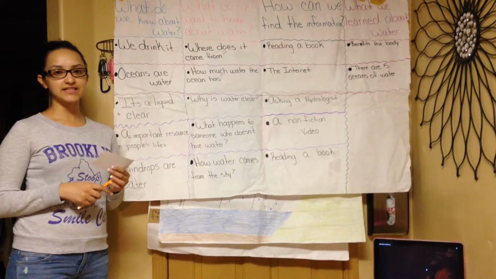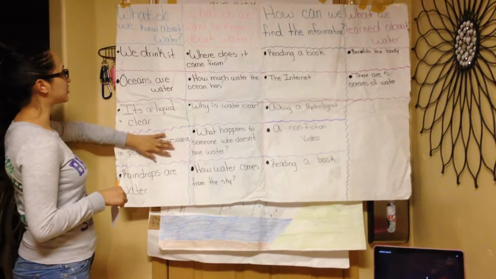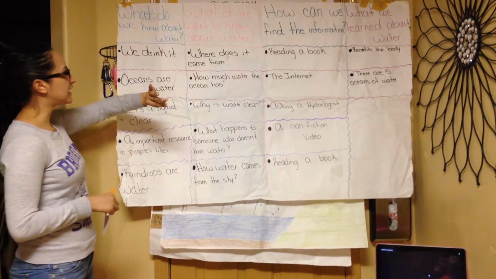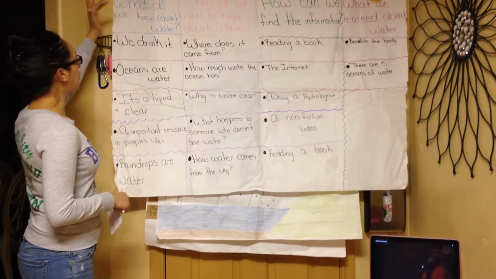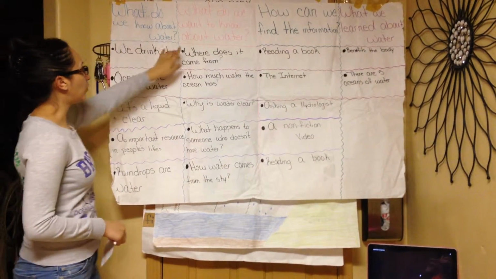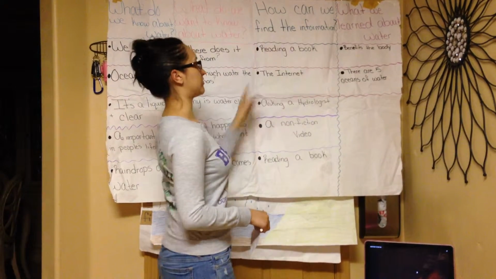For my first GLAD strategy, for the focus and motivation, I would do a KWL chart. Basically, what the KWL chart consists of is 4 areas. We have, what do we know about water? What do we want to know about water? How can we find the information of what we learned about water?